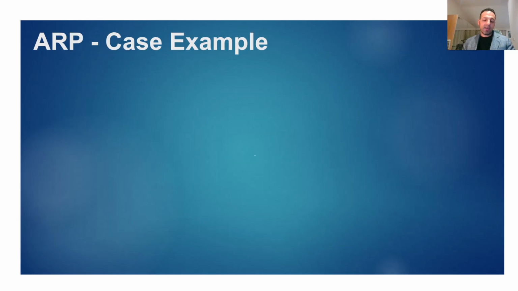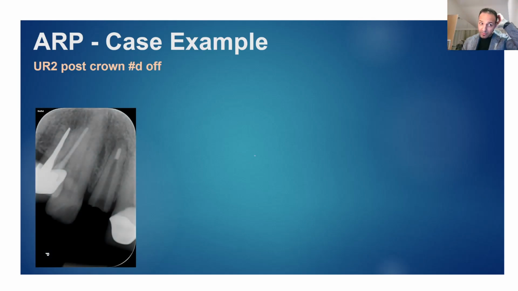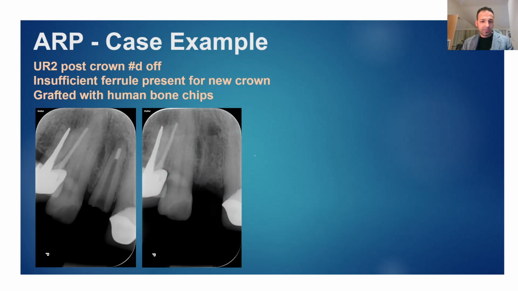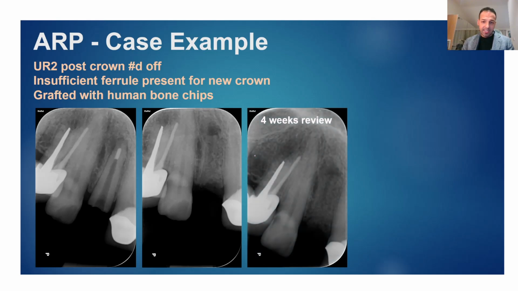So, ARP case examples. Let me talk you through a few. Okay, so we've got an upper right two post crown. It's fractured, and we've got the roots remaining. There's insufficient ferrule present for a new crown. We grafted with human bone chips in this situation, called allograft, and this is at a 4 week review, and you can just about see that there's slight bone formation starting at the apex here. You can see some blackening there, but it's starting to infill in this region. Let's just take that back a little bit so you can see that.